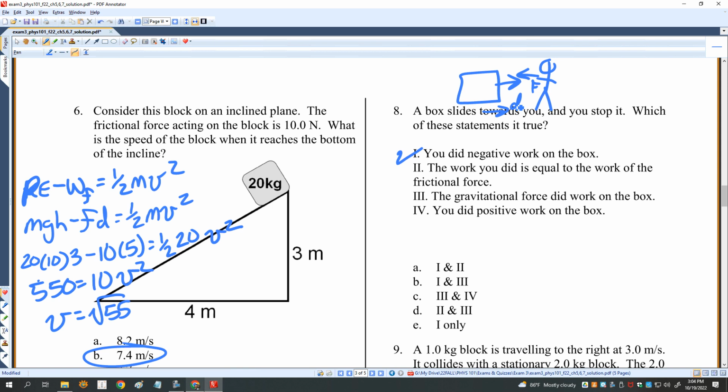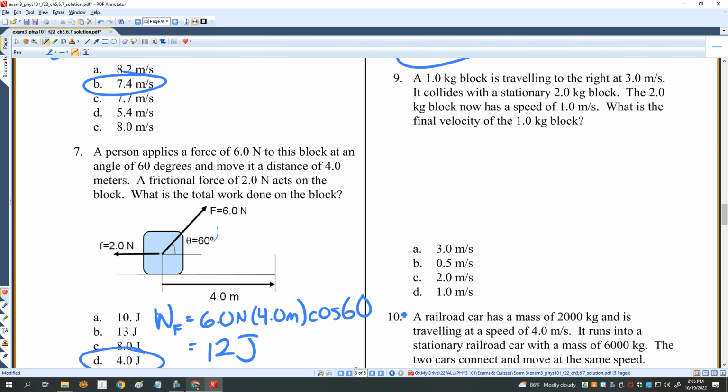The work you did is equal to the work of the frictional force. Not necessarily. No reason those would be true. The gravitational force did work on the box? No, because the displacement is horizontal, but the gravitational force is vertical. And you did positive work on the box? No, you actually did negative work, so E is the right answer.